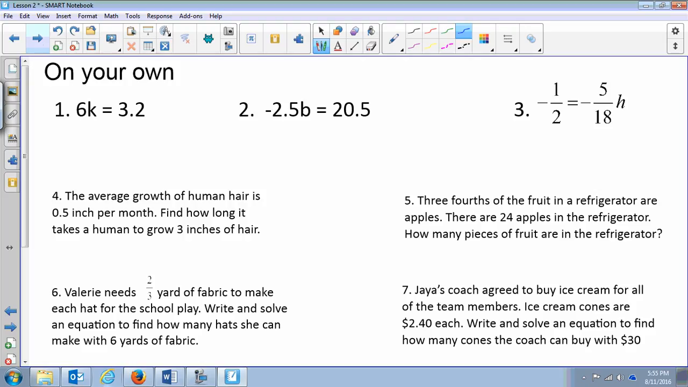Now I want you to try on your own. See if you can get any of these. If you get stuck on any, you will have time in class to where we'll go over this, or you will have time to work on it and ask me questions, and I can help you.